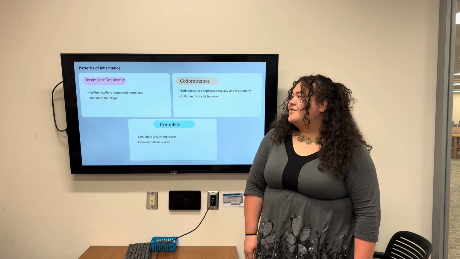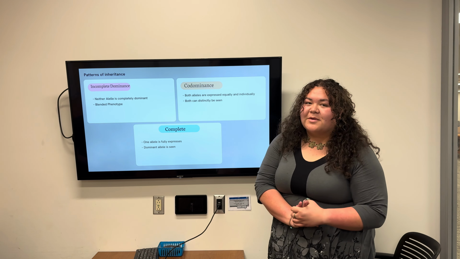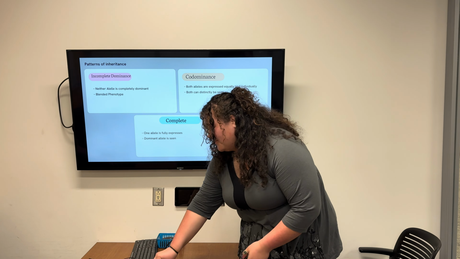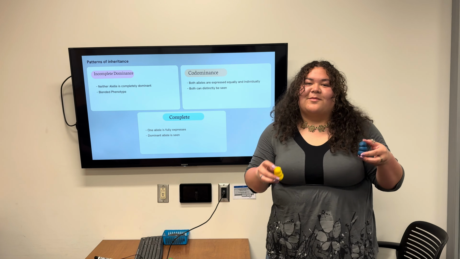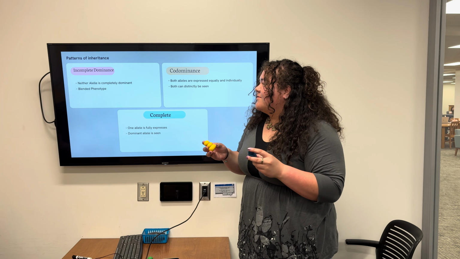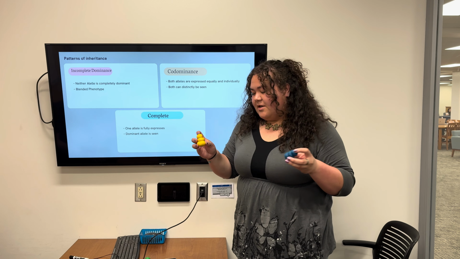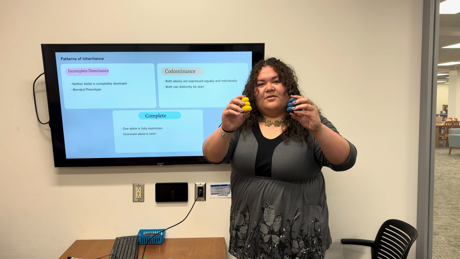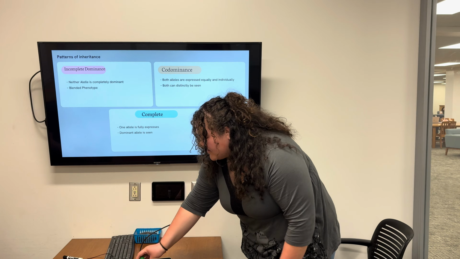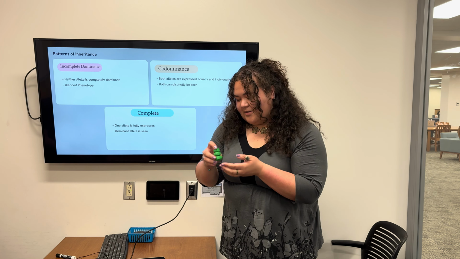Okay, now we're going to talk about some patterns of inheritance. The first one that we're going to talk about is incomplete dominance. And to talk about these, we're going to use our very special friends, Mama and Dada Snowman. Incomplete dominance is where neither allele is completely dominant, and so they have a blended phenotype child. When a mother snowman and a father snowman love each other very much, they have a child. In this case, their child would be green, which is a blended phenotype of the two parents.